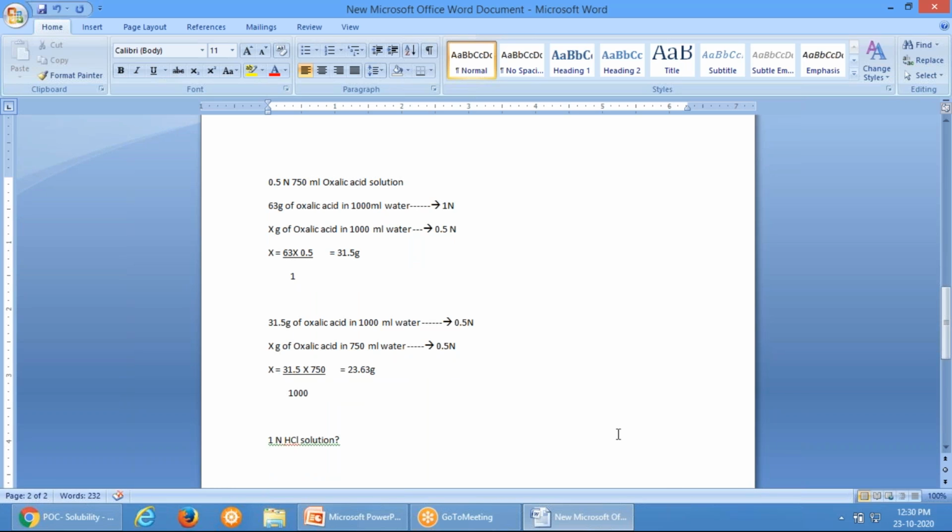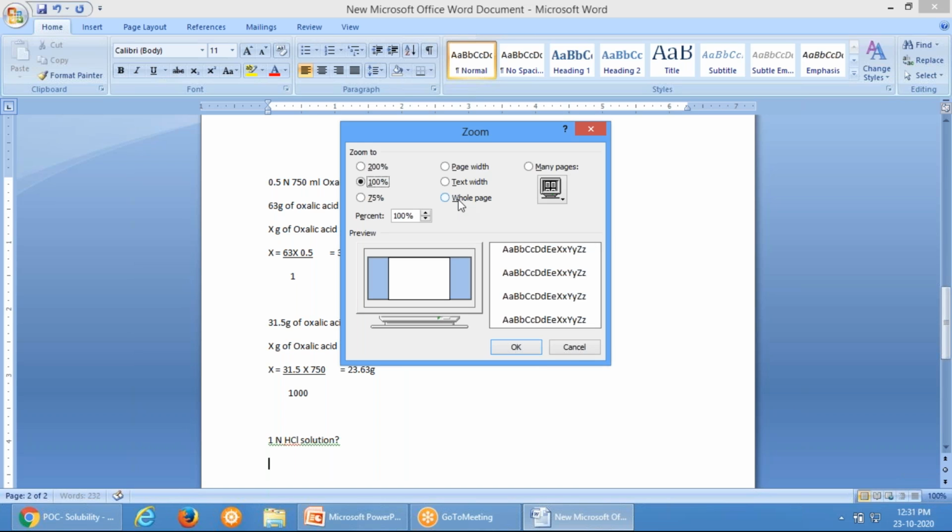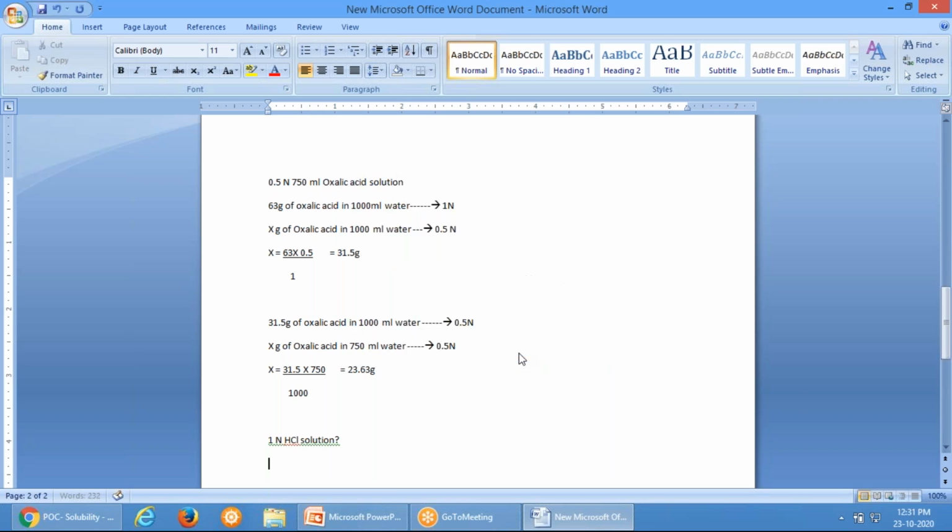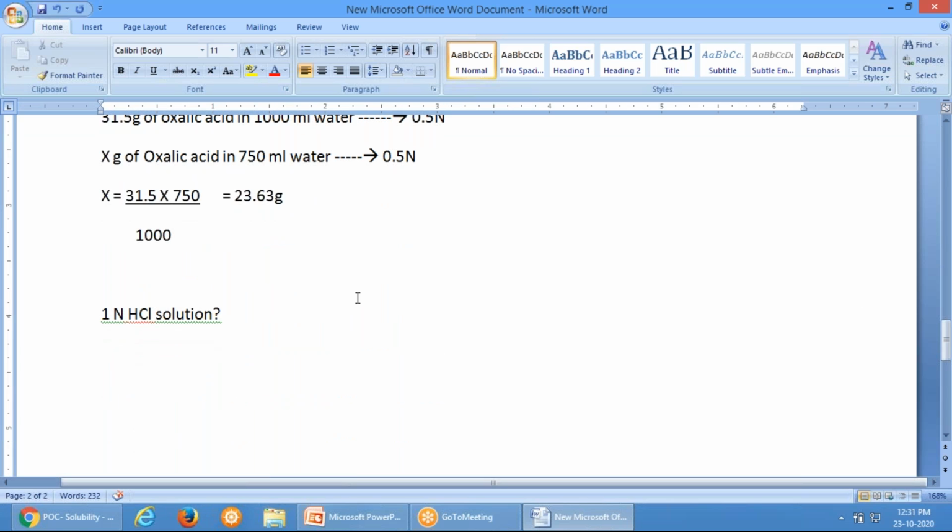How will you prepare one normal hydrochloric acid solution? What is the molecular weight, equivalent weight of hydrochloric acid? 36.5. So molecular weight and equivalent weight is one and the same for hydrochloric acid. It is 36.5. And what is this 36.5? Molecular weight.